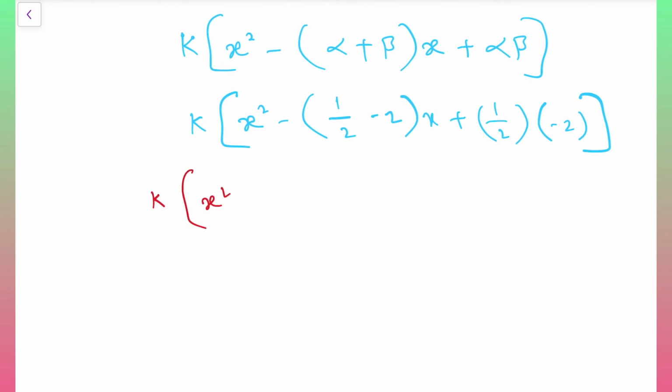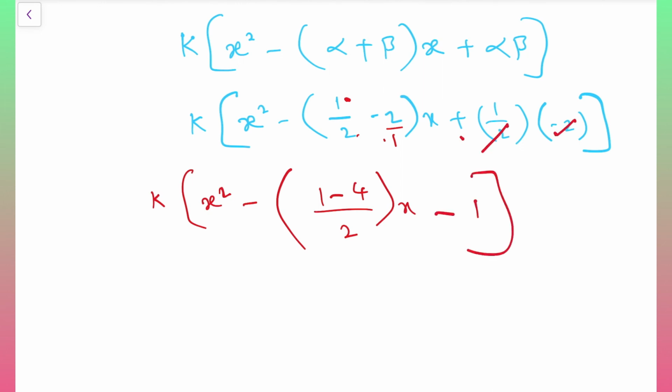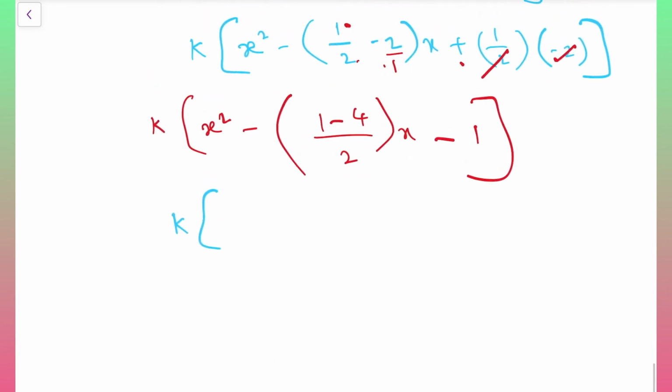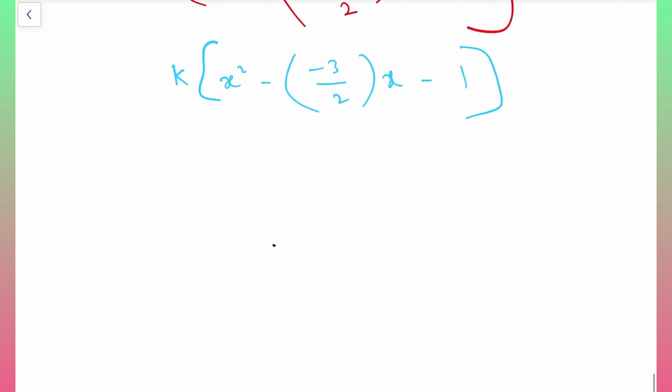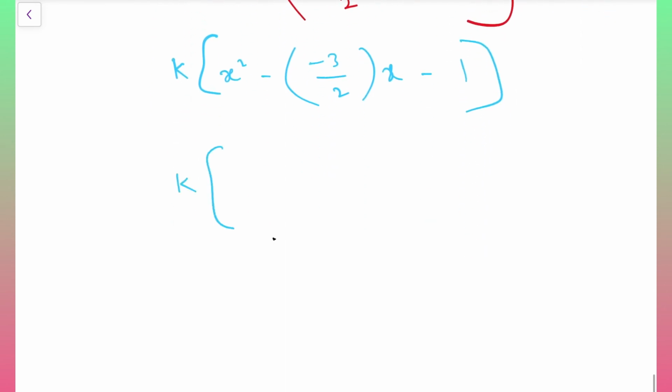K into x square minus, this minus 2 I will write as minus 2 by 1. If you do cross multiplication, 2 ones are 2, 1 ones are 1, minus 2 twos are 4, times x plus, into minus, minus 2 will get cancelled, then remains 1. K into x square minus 1 minus 4 is minus 3 by 2, into x minus 1. K into x square plus 3 by 2 x minus 1.